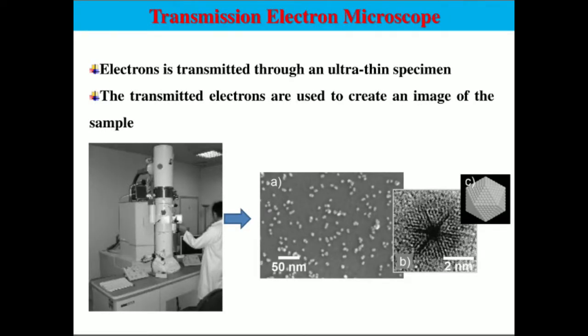Transmission electron microscopy is a microscopic technique in which a beam of electrons is transmitted through an ultra-thin specimen, and an image is formed from the interaction of the electrons transmitted through the specimen. The image is then magnified and focused onto an imaging device such as a fluorescent screen or a layer of photographic film, or detected by a sensor such as a CCD camera. The figure shows the photograph of the TEM instrument and the images taken from the instrument.